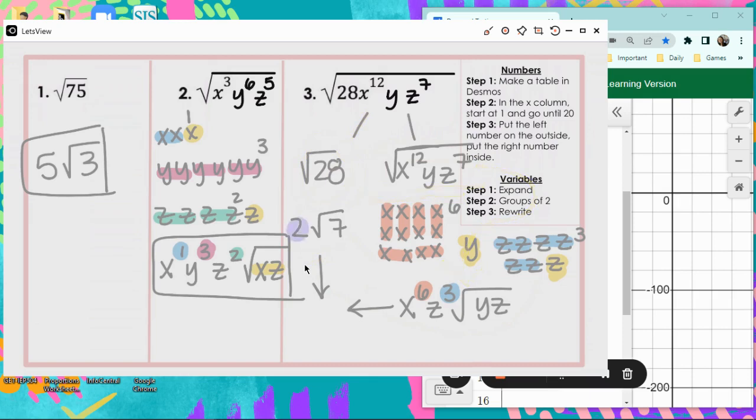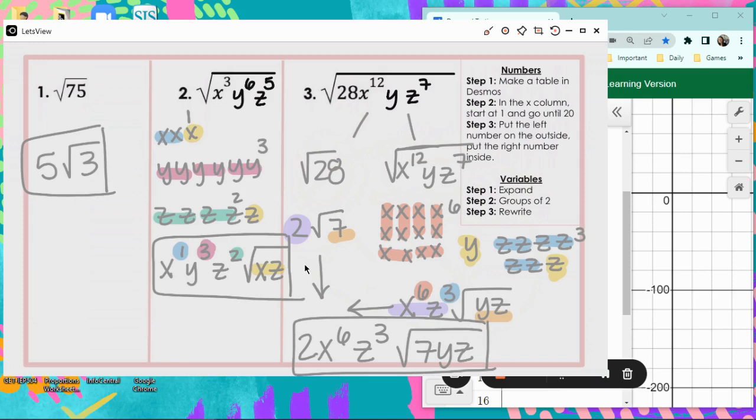The last step is we have to bring these together. So we're going to take what was on the outside, so my 2, my X6, and my Z3 go on the outside, and then what was on the inside is going to go together, 7, Y, Z. So I think if you kind of look at it as 2 different problems, you can bring it together at the end.